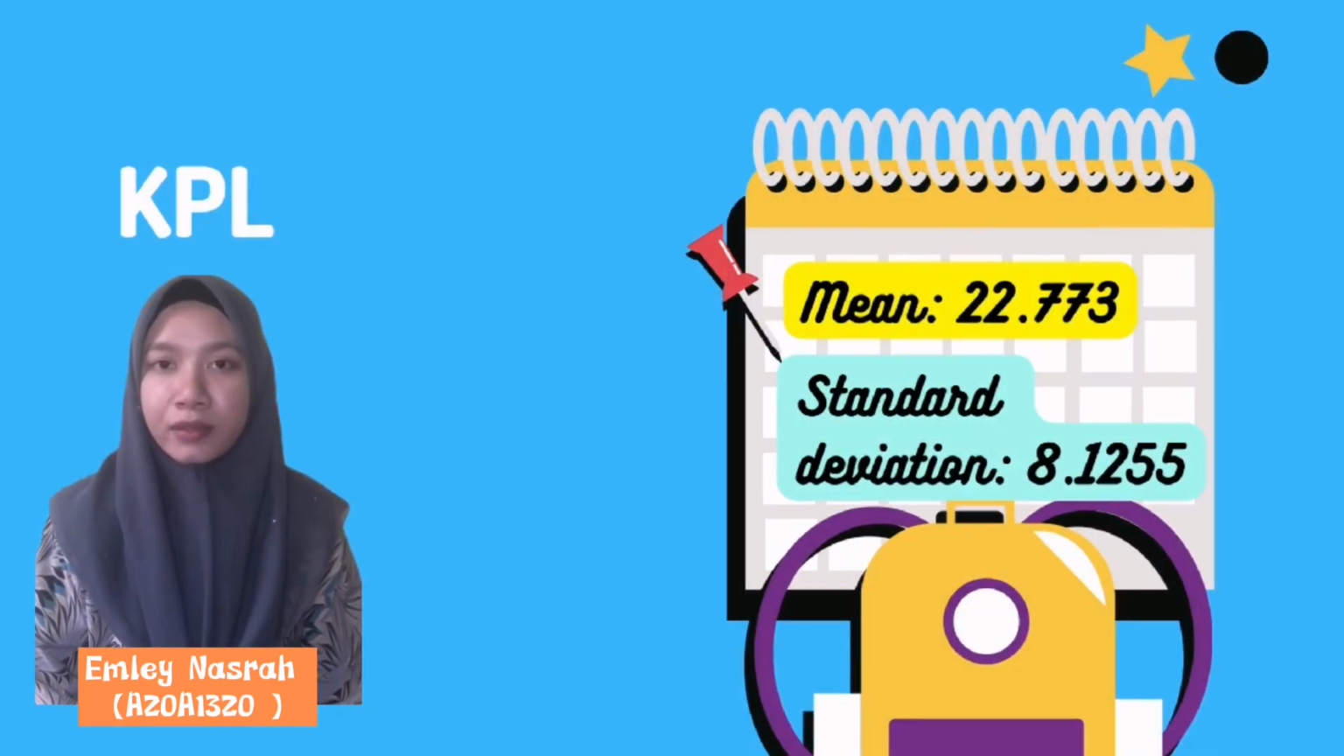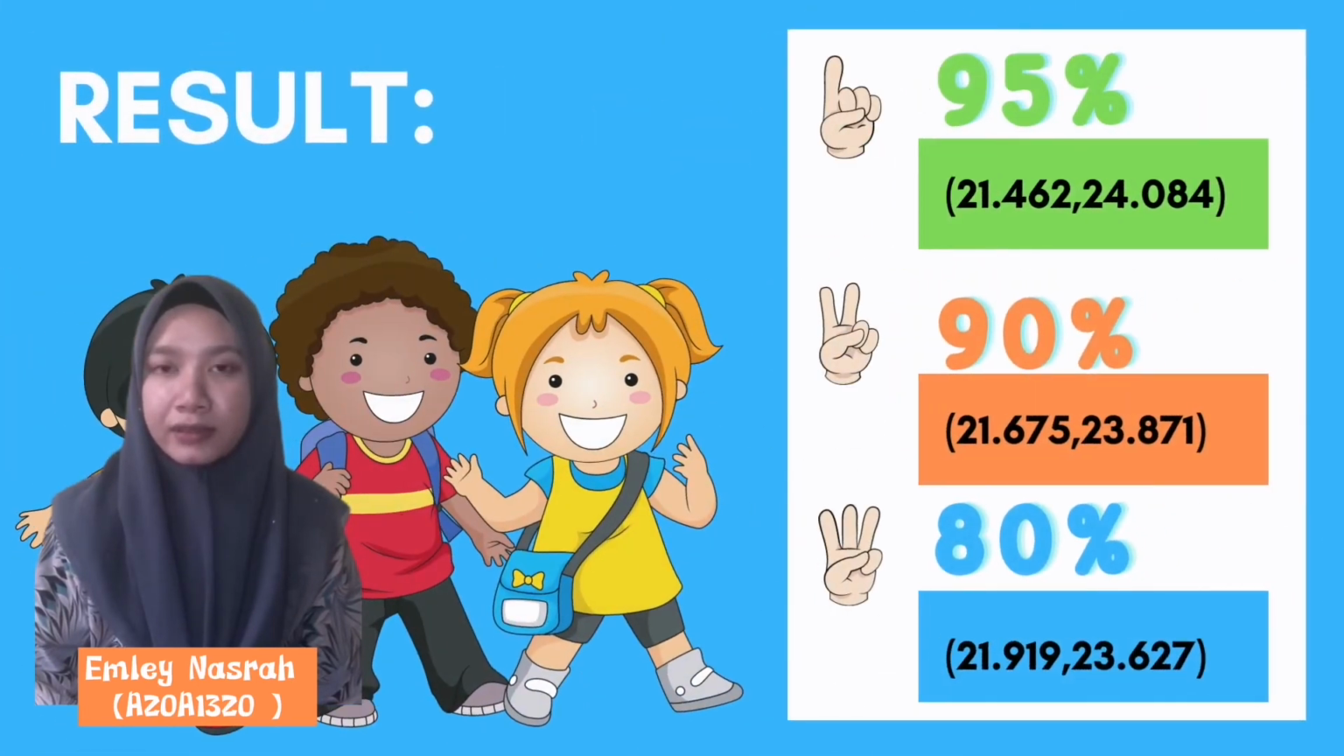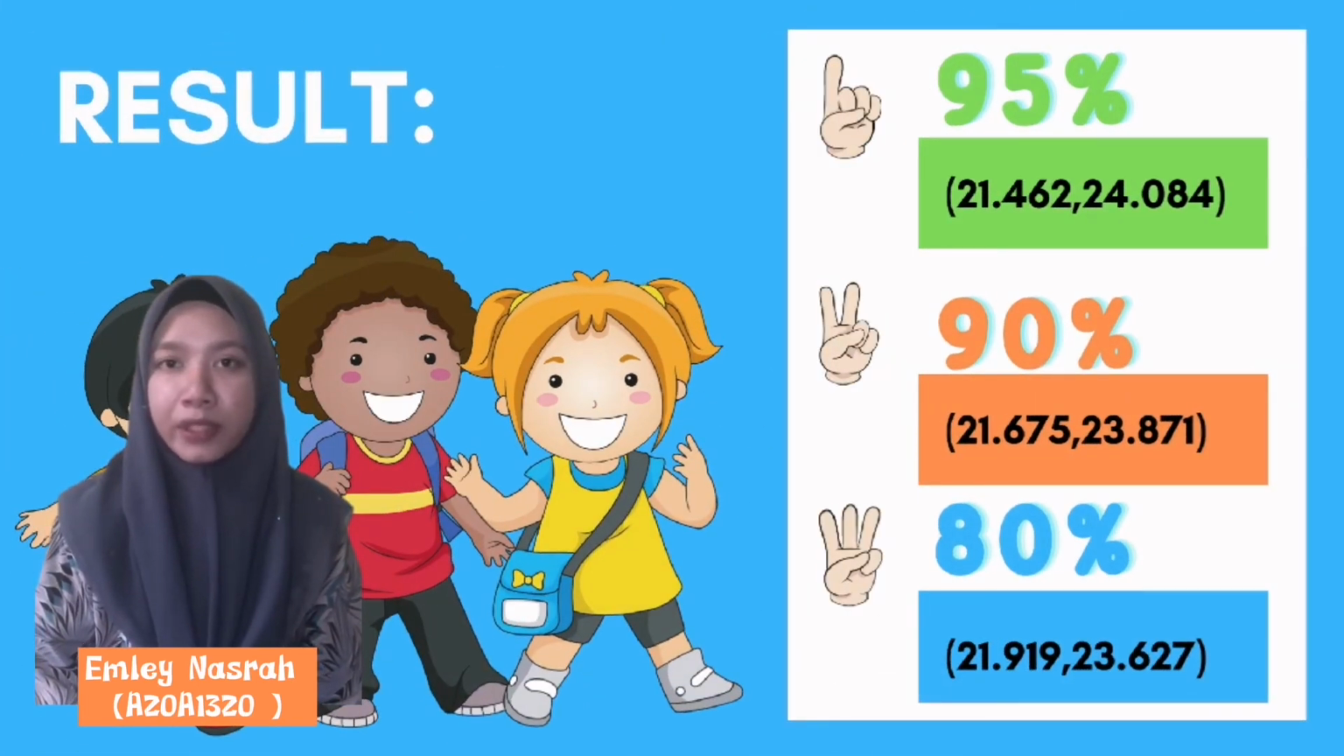The next variable is KPL. We use 22.773 for our mean and 8.1255 for standard deviation. For 95% confidence interval, the result is 21.462 and 24.084. For 90% confidence interval, the result is 21.675 and 23.871. And for 80%, the result is 21.919 and 23.627.